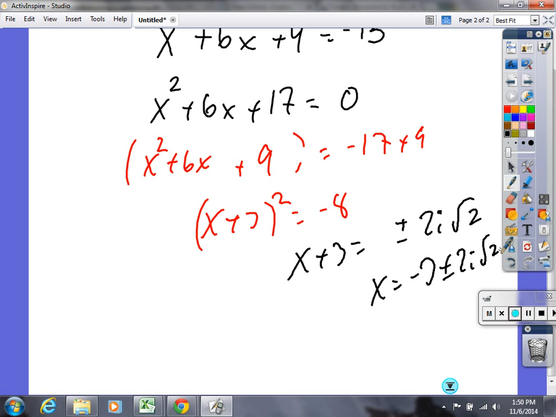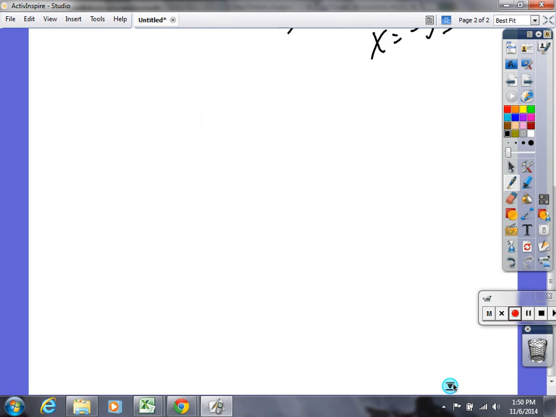Okay, so coming back up here, everybody see that our a value is 1, our b value is 6, our c value is 17? Does everybody see that? So once again, what was our a value? b value was 6, c value was 17, correct?